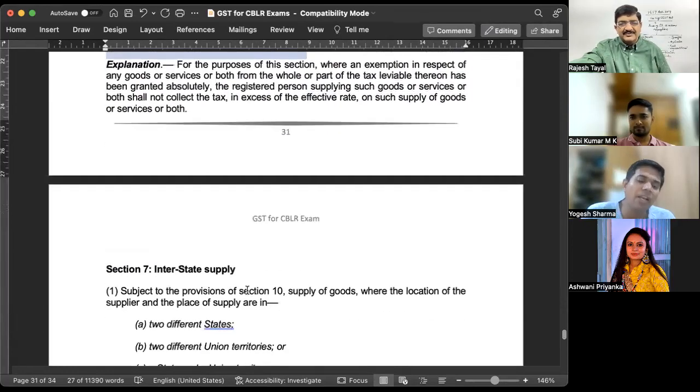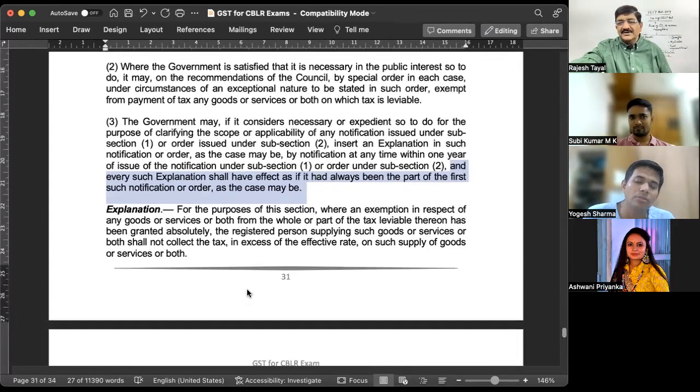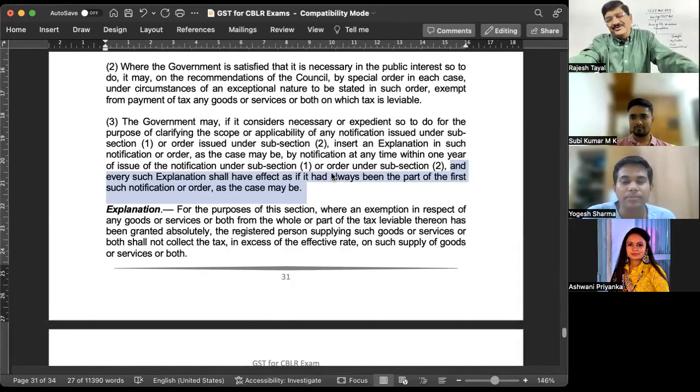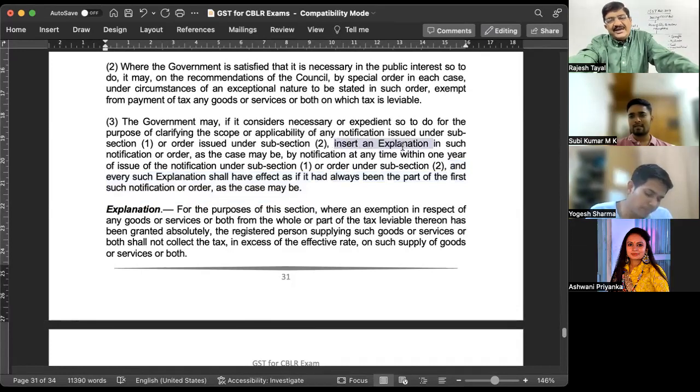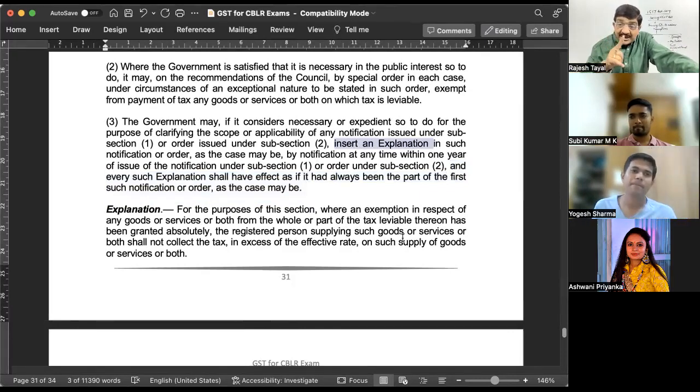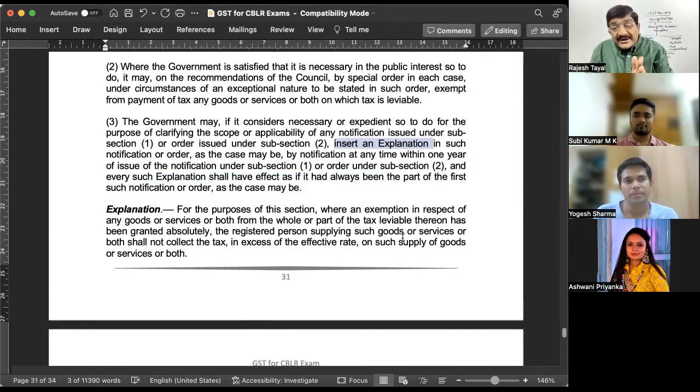And sir, by any chance, if another explanation is required? Issue another notification. A second explanation is not possible, because this has very, very specific wording: insert an explanation. And this power is also exercisable within 1 year only. If the government realizes on the 366th day, they cannot do anything except issue another notification.